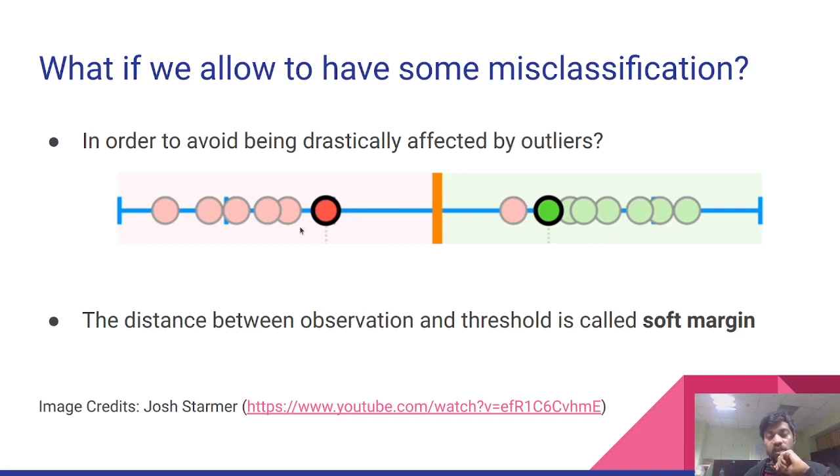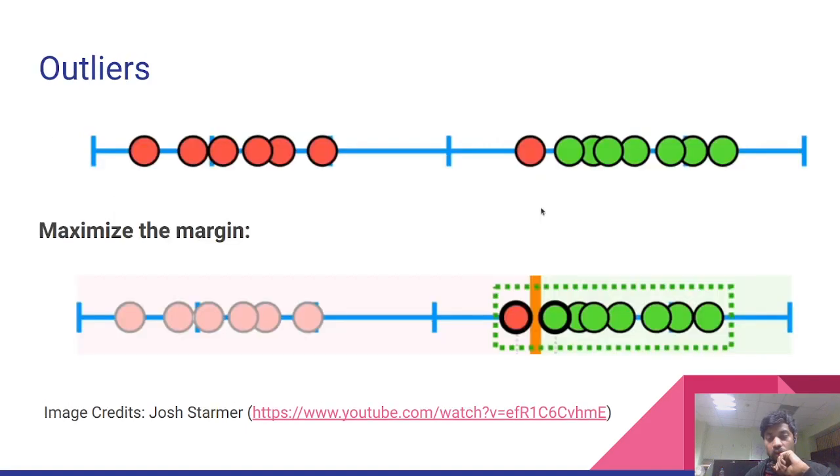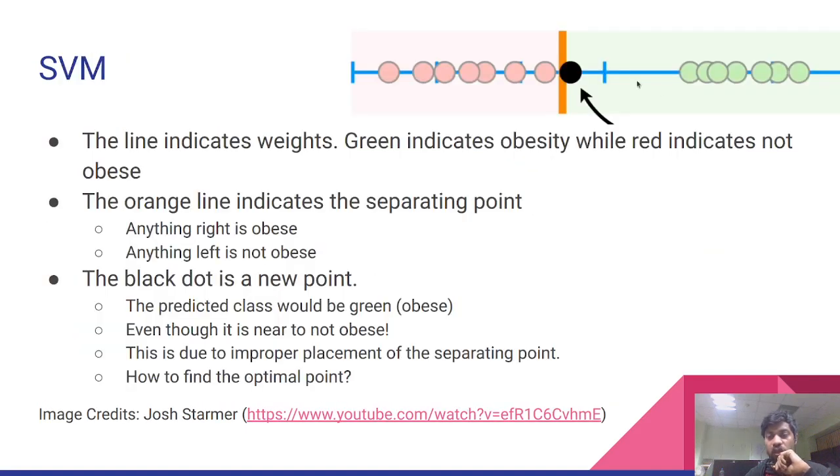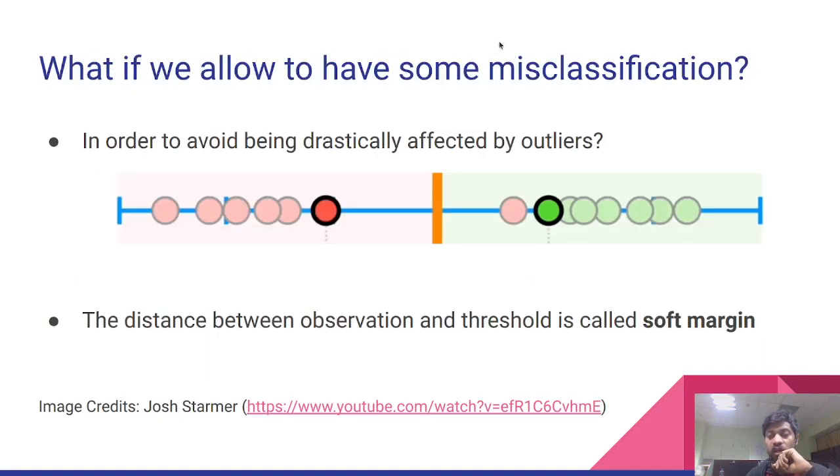Understood? So basically here, what we are seeing is that here we have only green points, here we have only red points, but here we see that there is a red point on the green side, so not where it should be. So that is why it is an outlier, this one.